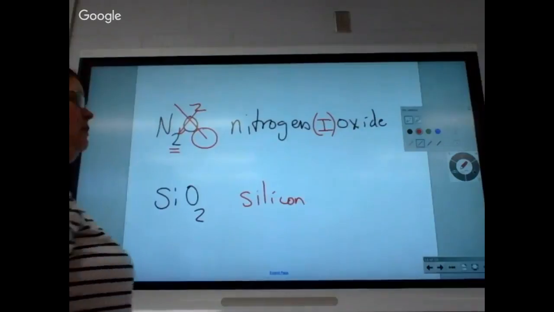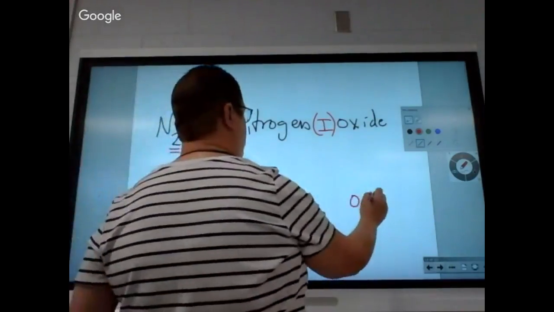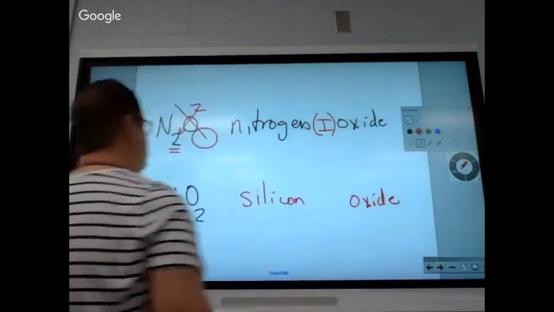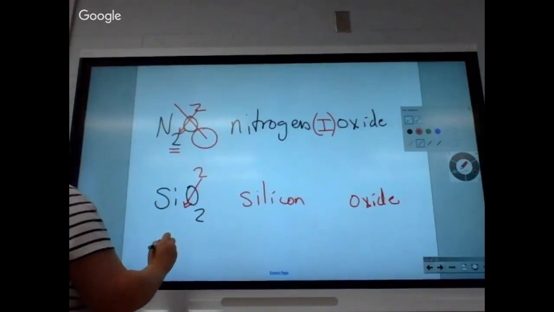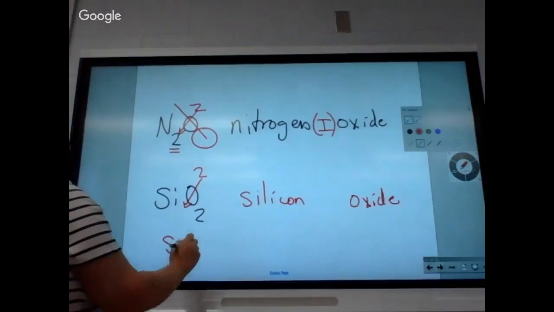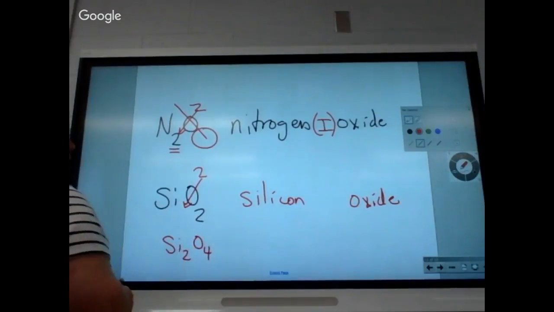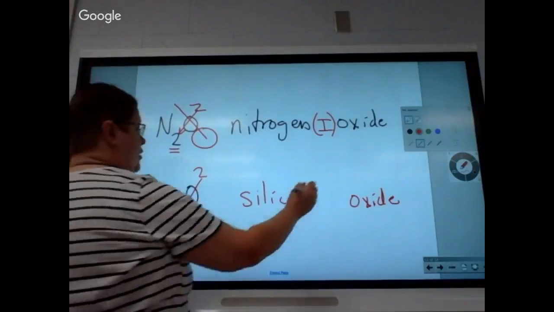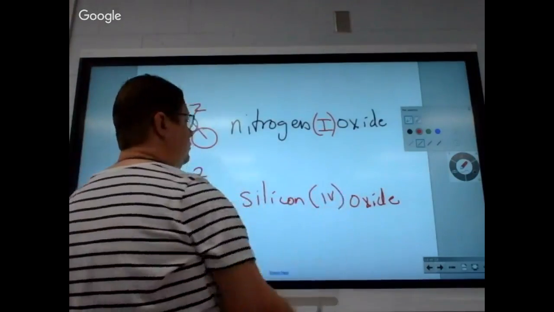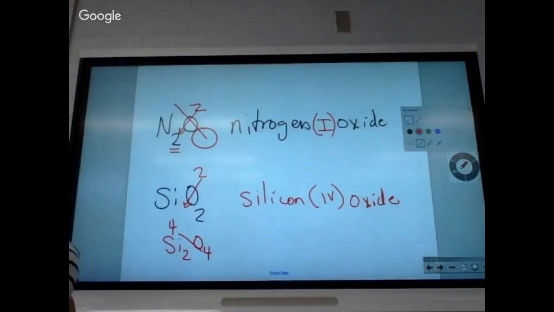Now, this one is silicon, or you can say silicone, either one. O is oxide. Was it reduced? So it had a 2. There should be a 2 here, and it's not there, so it's Si2O4. What number came from silicon? 4. So you want Roman numeral 4. And you can put the bars over them if it makes you happy.